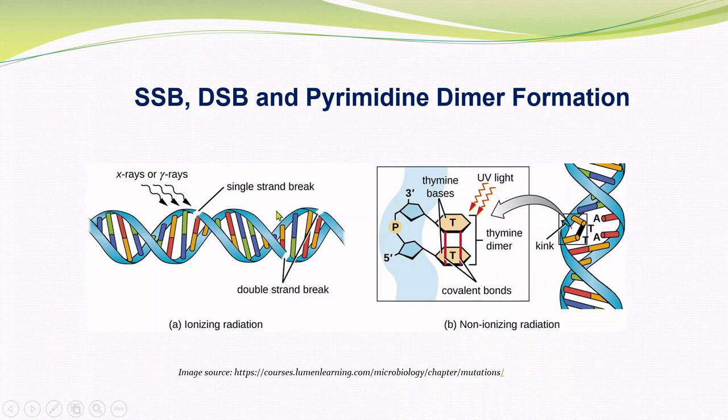Now, let's see what happens when the DNA is exposed to ionizing radiations. Ionizing radiations are caused by radioactive decay of radioactive elements, or they occur in cosmic rays. For example, X-rays or gamma rays. These radiations cause single strand breaks in the DNA molecule, or they may bring about double stranded breaks in the DNA molecule along with other damages and abnormalities.